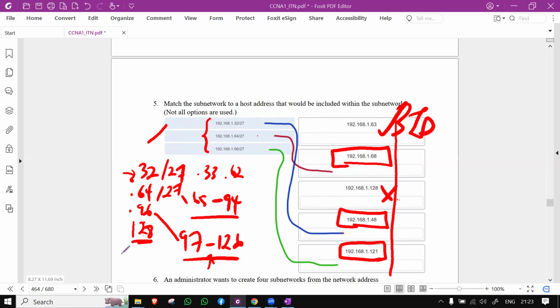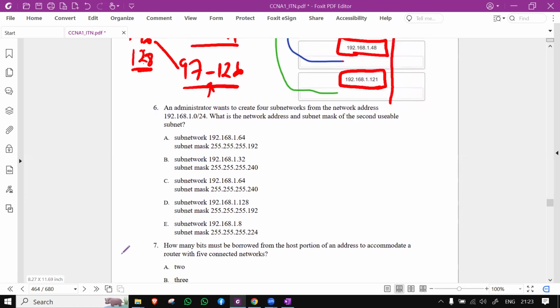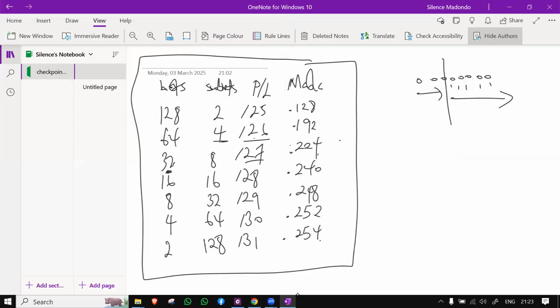I think the knowledge here will be useful going forward, even up to the exams. Right. Number 6, an administrator wants to create 4 subnetworks from the network address. What is the network address and subnet mask of the second usable subnet? So it's in a /24, and if we want to create 4 subnetworks, what do we do? Go back to the table. If I want to create 4 subnetworks, I use /26. That's the prefix I will use to subnet, meaning I can create 4 networks, each with 64 addresses, and the prefix length will be /26.